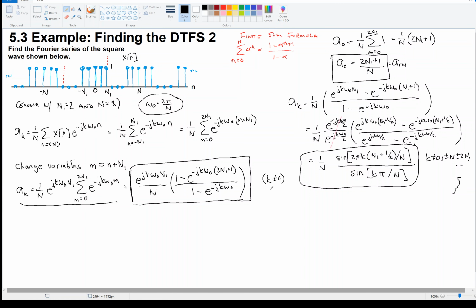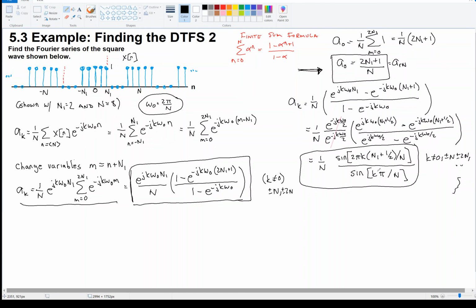Right, I should add that over here because this was the case for those k values. Okay, so now we've got some signs. So what does this mean? Well, first of all, notice that it's purely real. The AKs are purely real.